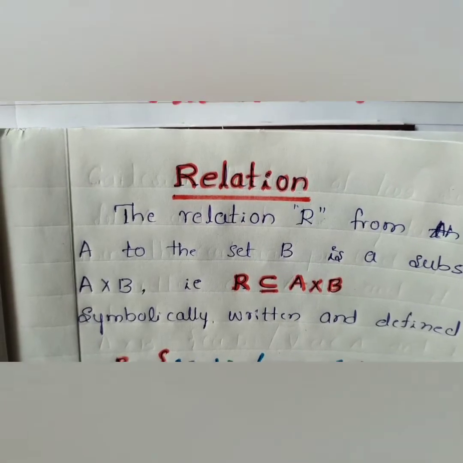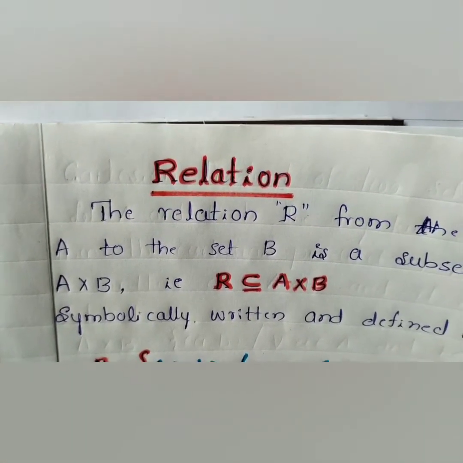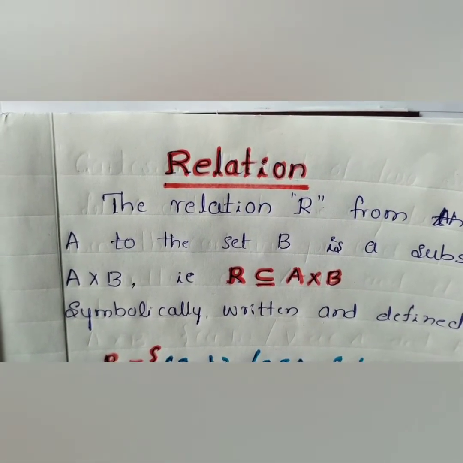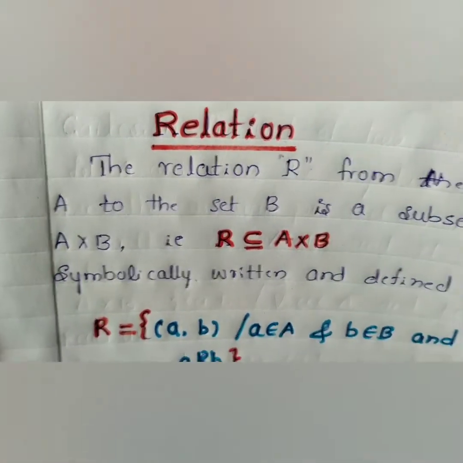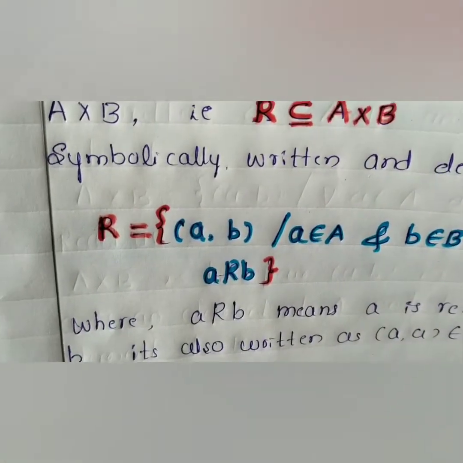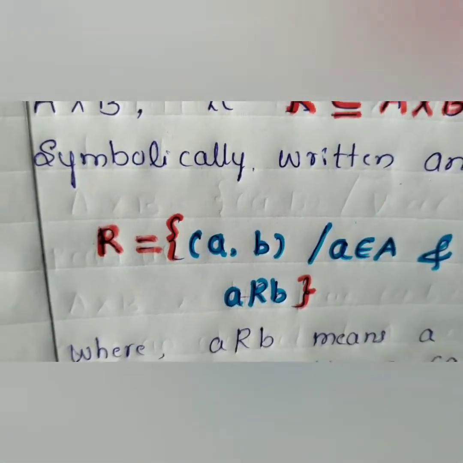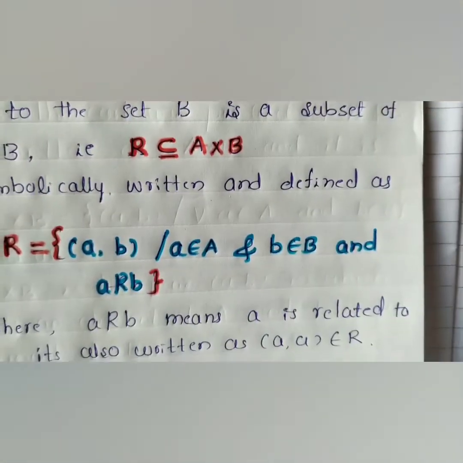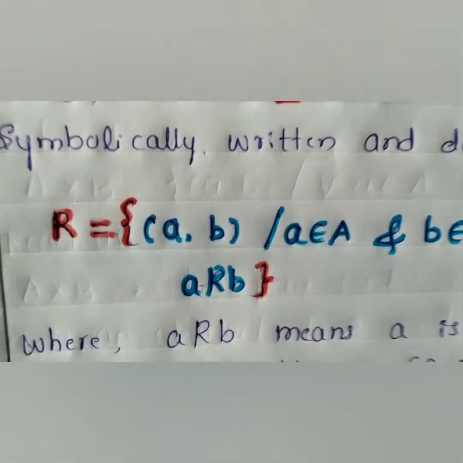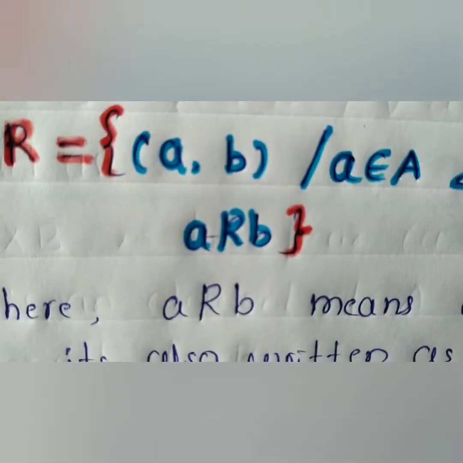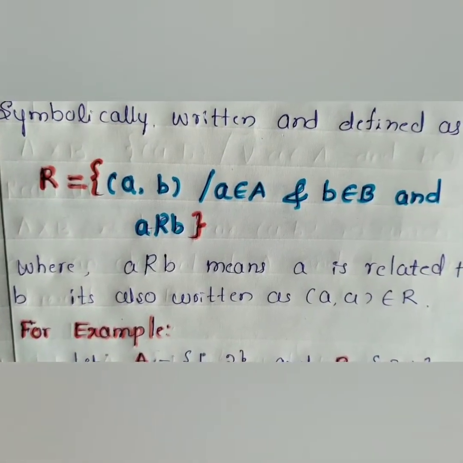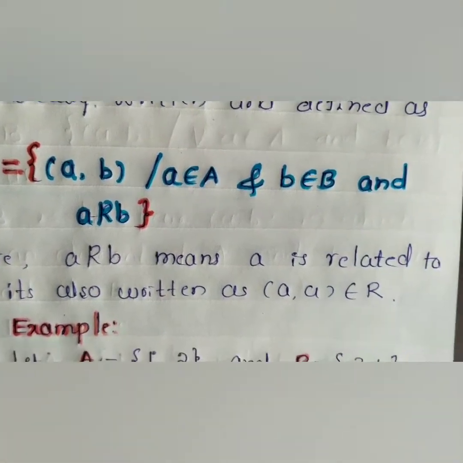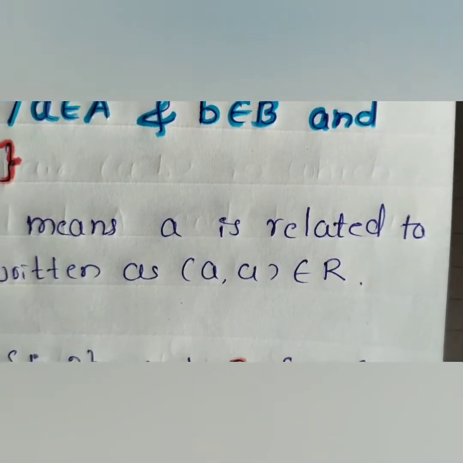A cross B may have many pairs, and you may take all the pairs together, or some pairs of A cross B, which is nothing but the relation. Symbolically it is written and defined as follows. R is equal to the set of pairs (a, b) of A cross B, such that a is an element of A and b is an element of B, and it is aRb. What do you mean by aRb? aRb means a is related to b. It is also written as (a, b) belongs to R.